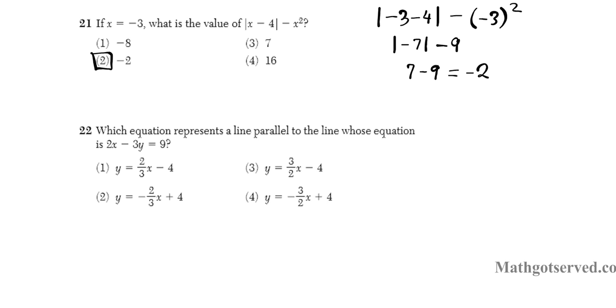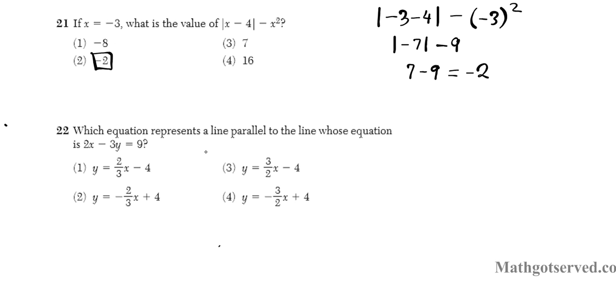All right, let's take a look at question number 22. It says, which equation represents a line parallel to the line whose equation is 2x minus 3y equals 9. If two lines are parallel, they have the same slope. So if I can determine the slope of this line, then I can see which of these options has the same slope.